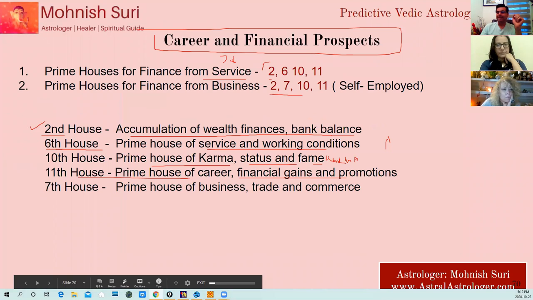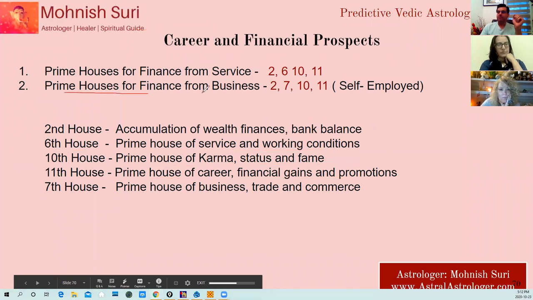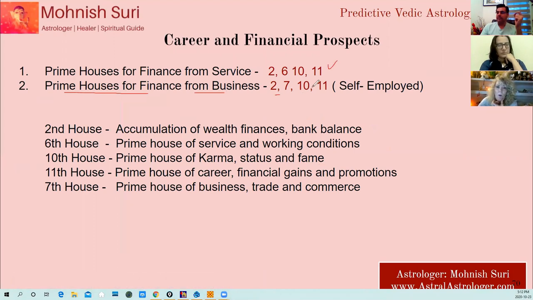And similarly, for the prime houses for finance from business, if somebody is self-employed in a business, everything remains the same. Instead of 6, 7 comes in here. 7 is your collaborations, your business, your daily interactions, your being self-employed or an entrepreneur. So 7 represents the house of business, trade, and commerce. 2, 6, 10, 11. So this is the chart. We covered that in our basics also, that the second house is the major house of your finances.